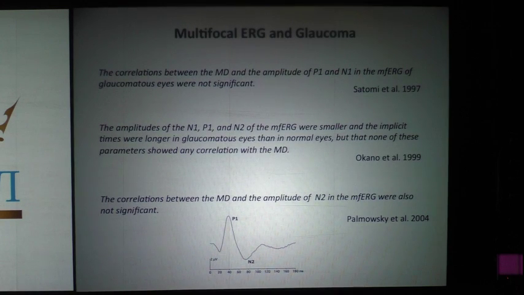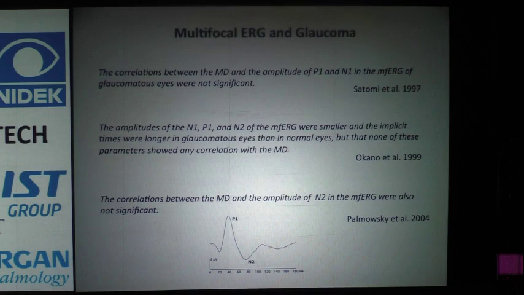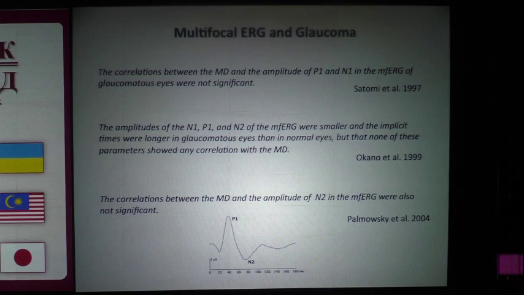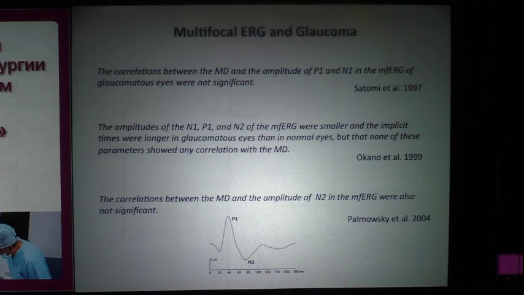Dr. Satomi and Dr. Okano analyzed Humphrey field analyzer data from glaucomatous eyes separately for upper and lower visual field halves, and analyzed the relationship between the mean deviation and the P1 and N2 amplitude in the multifocal ERG in the corresponding visual field. They found that the correlations between the mean deviation and the P1 and N1 amplitude were not significant.